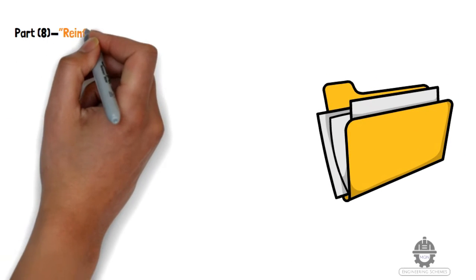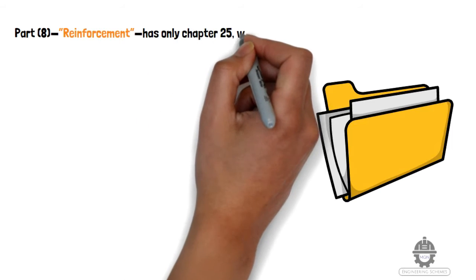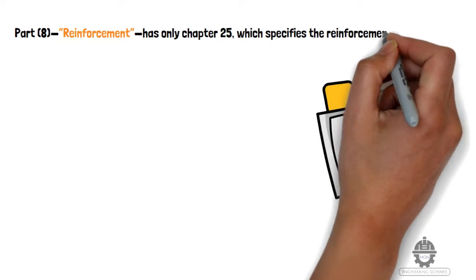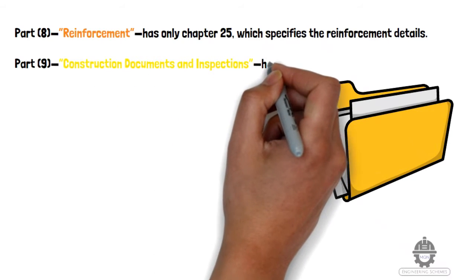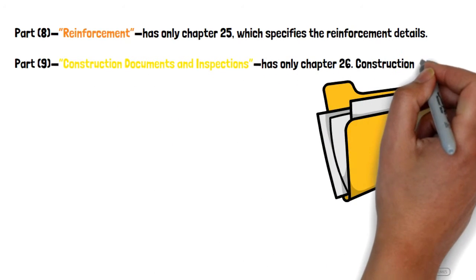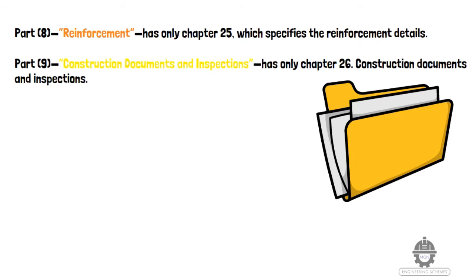Part number 8, Reinforcement, has chapter 25, which specifies the reinforcement details. Part number 9, Construction Documents and Inspection, has only chapter 26, Construction Documents and Inspections.